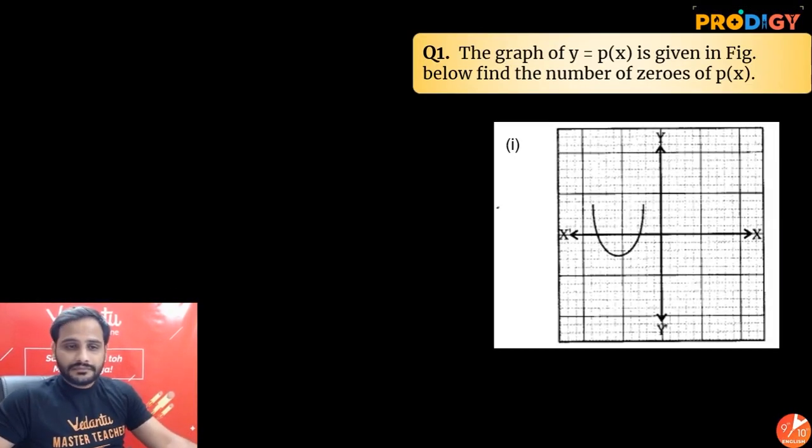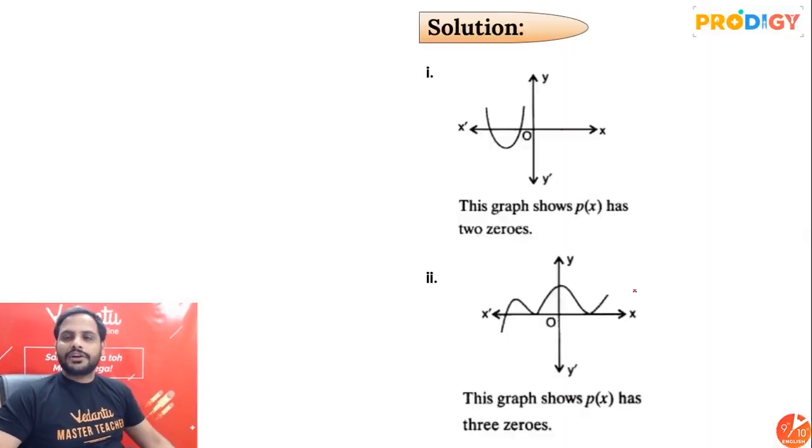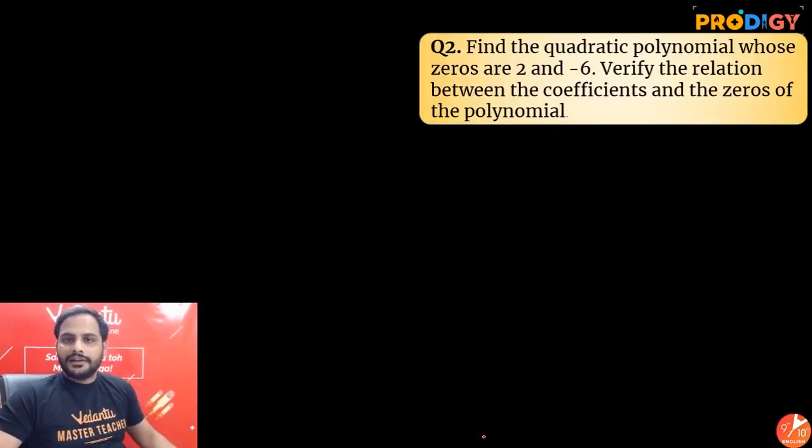First one: the graph of y equals p(x) is given in the figure below. Find the number of zeros. So here, beta, I can see this graph is intersecting the x-axis at 2 points, so I can say it will have 2 zeros. Yes, here, sir, 1, 2, 3. So here it will have 3 zeros, as simple as that. The intersection points with the x-axis we need to look at. Alright, so first one 2 zeros, next one 3 zeros. Alright, next question.